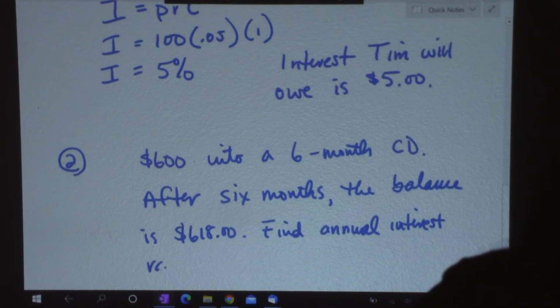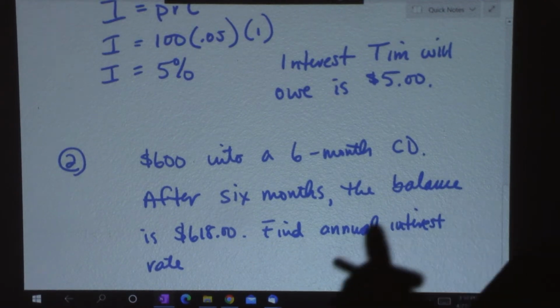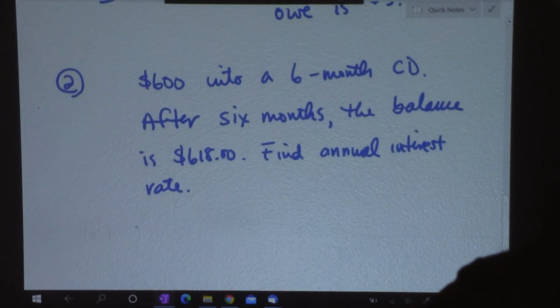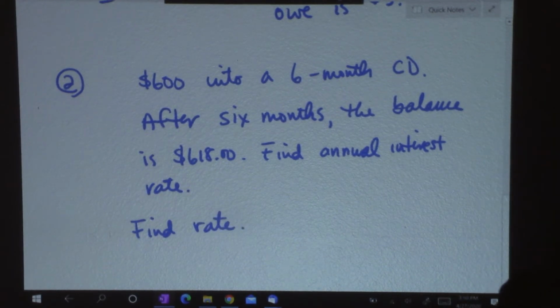Okay, so what we're trying to find this time is the rate. So we want to find the rate. And let's talk about this, okay? A certificate of deposit is kind of a complicated thing to explain. It's another type of investment you can make. Perhaps you should ask your parents about that, but that's what it's called.